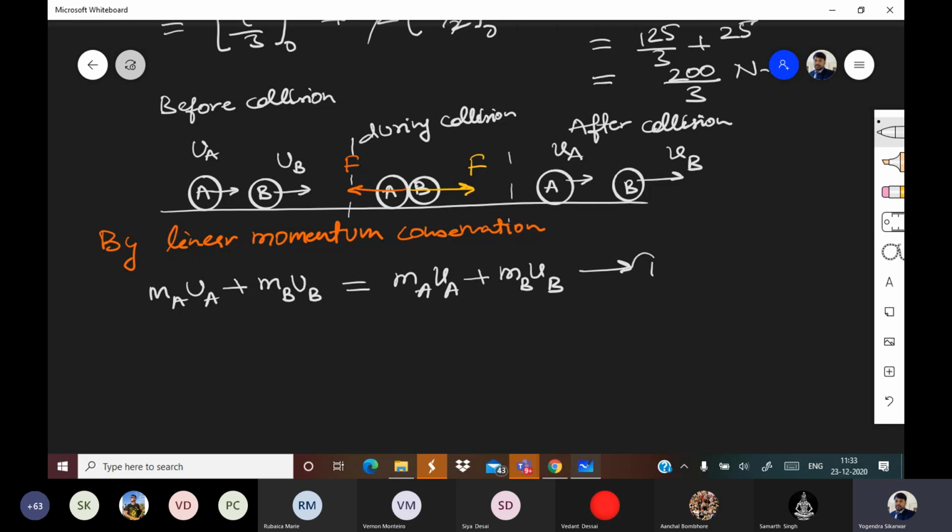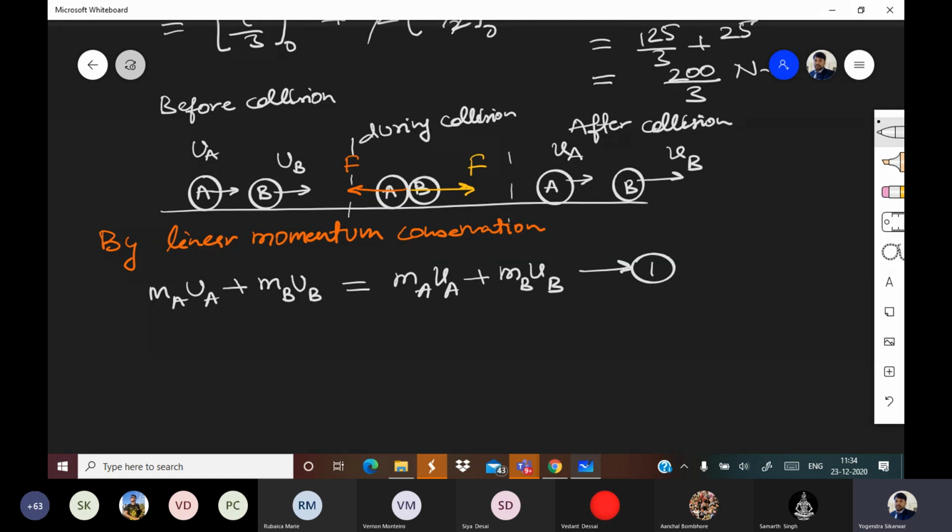Now you might ask, sir, how come we are able to apply linear momentum conservation? The reason is the force which is acting between A and B is their internal matter. If we take A plus B as system, then the force which A is exerting on B and B is exerting on A will be their internal matter. If we want to participate in that, they are going to say, this is our internal matter, you stay out of it. I said, okay.